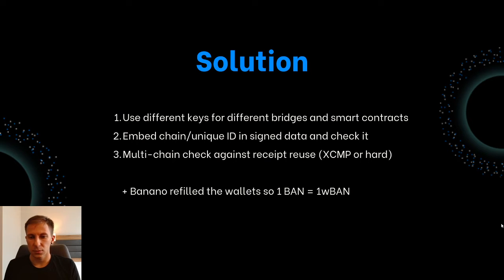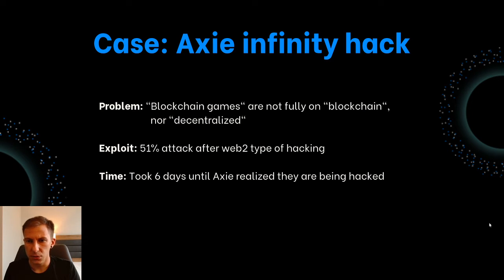Additionally, what the Banano team did, of course, is that they refilled the bridge. They refilled it from, I think, the developer or the community wallet. So now everything is fine. And the next case in this presentation is the Axie Infinity hack. I will explain an overview of what happened and how this hack was more of a Web2 kind of attack and not a Web3 type of attack.